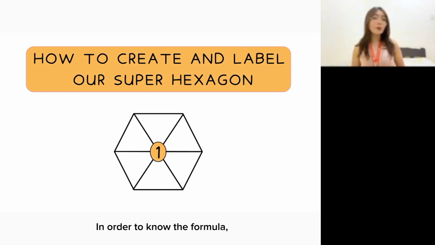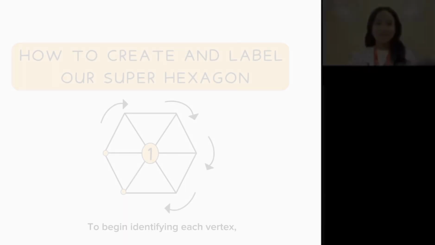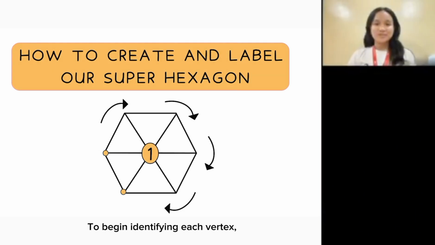In order to know the formula, we present the 6 function names of each vertex. Each of the vertices is given a distinctive label. We start at the hexagon's middle left side vertex and work our way down to the bottom left side vertex. To begin identifying each vertex, we simply need to remember one formula.